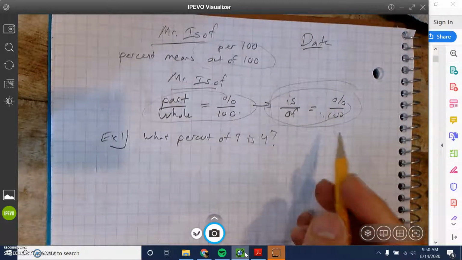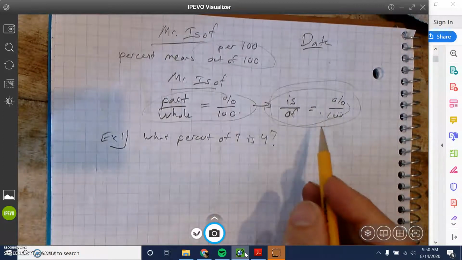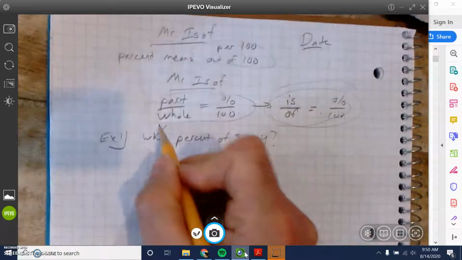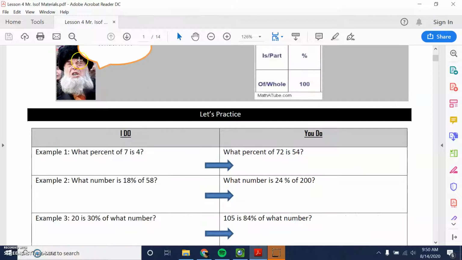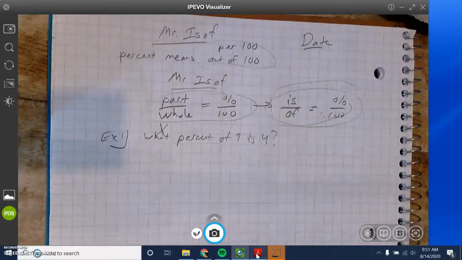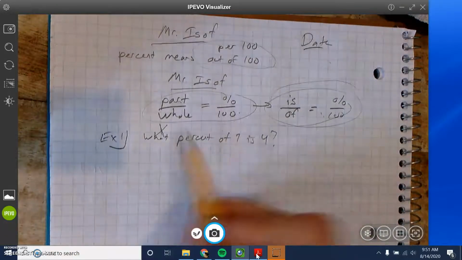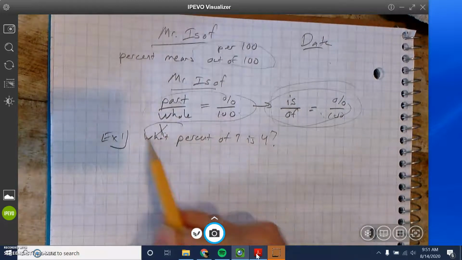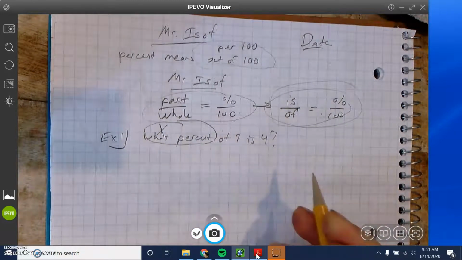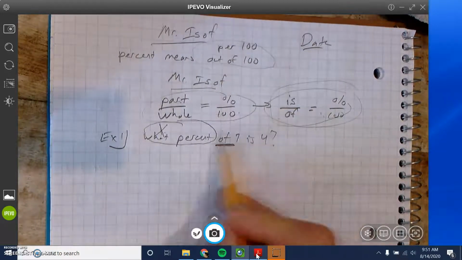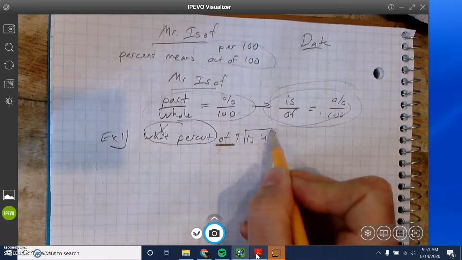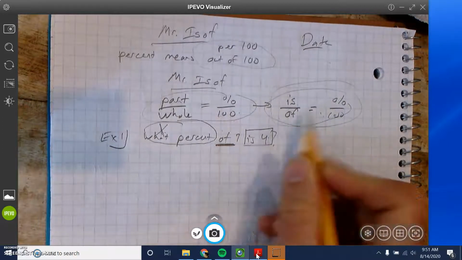So how does Mr. Isof work there? Well, Mr. Isof, he gets confused. Remember, he says, what? What? And when there's a what, you see there's an X in his face. You see those lines, those creases? So, Mr. Isof, whenever you see what, that's generally where the X is. So I'm looking for the percent. What percent of 7 right there? So the of part is going to be 7, and the is 4 is going to be right there.